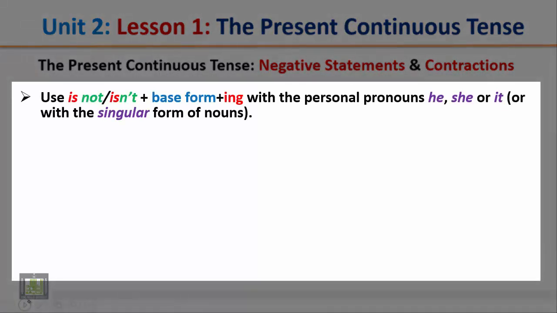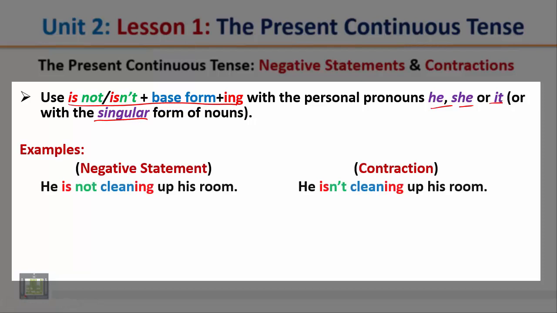Use is not or isn't plus base form plus ing with the personal pronouns he, she, it, or with the singular form of nouns. Examples, he is not cleaning up his room. Notice that the word not is used after the verb. He is not cleaning up his room. The contracted form, he isn't cleaning up his room.